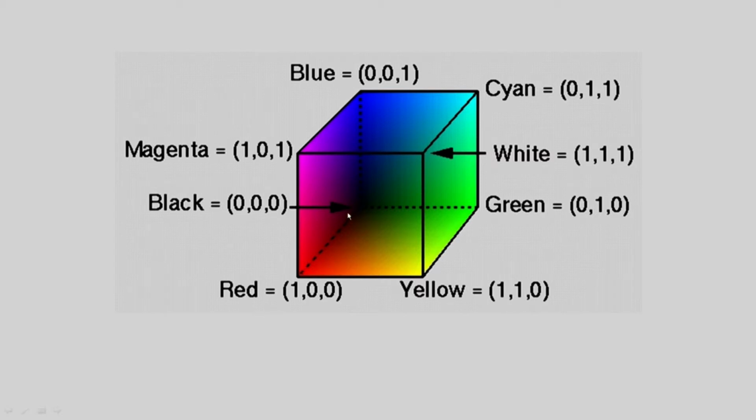The red axis is here, the blue axis is here and the green axis is here. In case of the red axis, it is the extreme: the first value is red, the second is green, the third is blue, and the roles of the green and blue components at this corner are 0. Similarly for green, the red is 0, green is 1, the maximum, and blue is 0, whereas in case of blue it is 0 0 1.